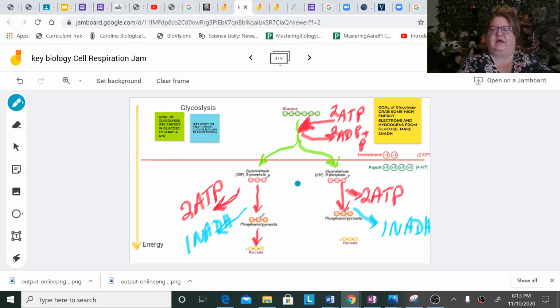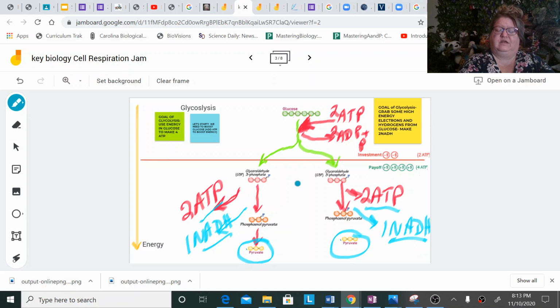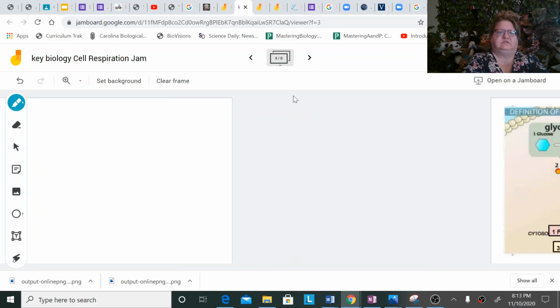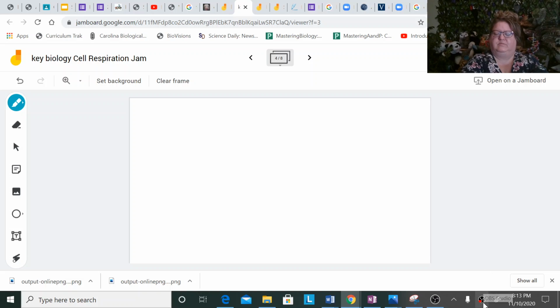And that's what you should have. And notice we're left with 2 pyruvates, 2 NADH, and 4 total ATP. But remember, we had to put 2 in. And so that was our little practice for our glycolysis. All right, so that should hopefully give you some practice.